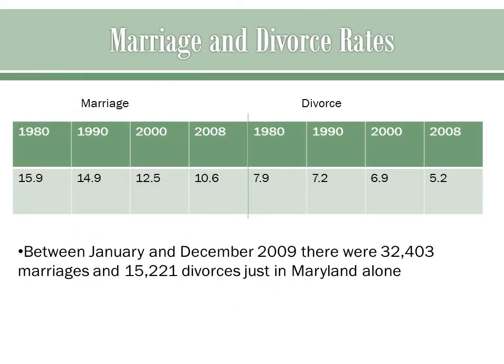Marriage and divorce rates, according to the U.S. Census, are shown below. In 1980, you can see that 15.9% of marriages happened, and there was a 7.9% divorce rate. And then in 2008, you can also see that it's roughly the same, with 10.6% of marriages, and then 5.2% of those marriages ending in divorce. So although marriages are seeming to go down, the divorce rate is staying roughly the same at around 50%.